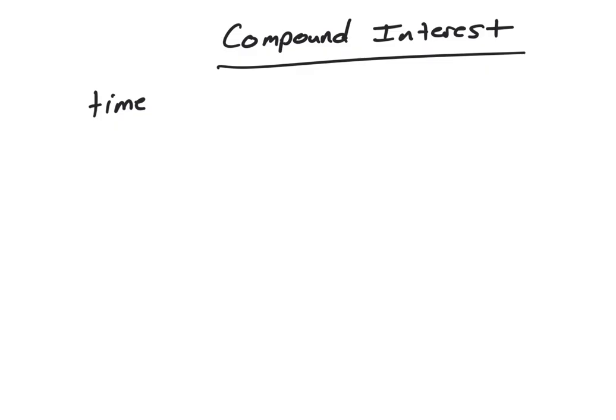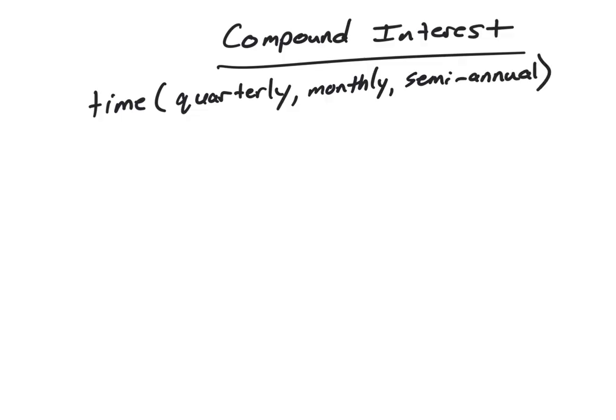The first one is based off of time. And when I say time, I'm not talking about the number of years. I'm talking about, is it quarterly? Is it monthly? Semi-annually? That is how often I'm going to earn interest. Okay, so different accounts are going to make you interest different ways.